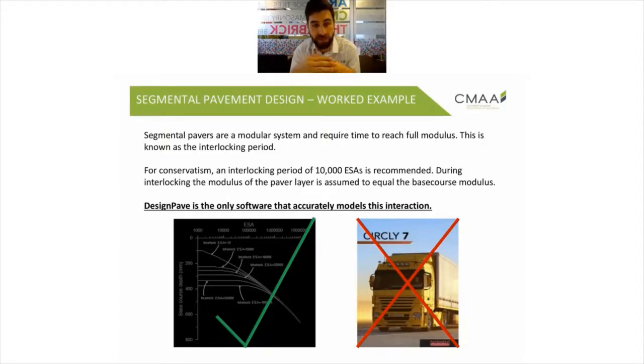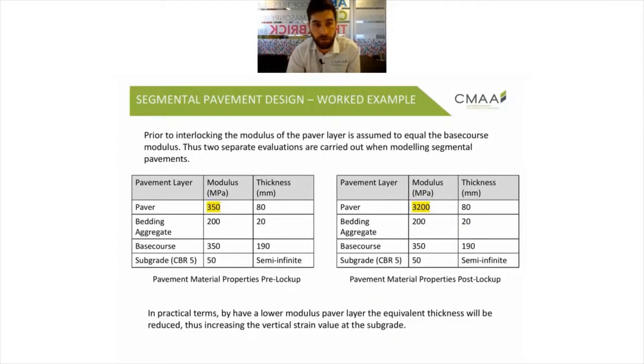So we're decreasing the overall thickness, which is increasing our strains, which is increasing our damage. And so we model the pavement both pre-lockup and post-lockup, determine the damage of both, and ensure that that value is less than our design ESA. And I'll show you how that works now. So we've got a design here, and in this design, I haven't nominated an ESA value. I've just put in a base course thickness of 190 mils just to show how it works.